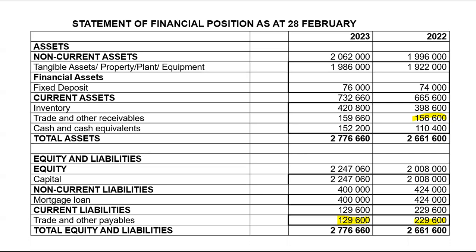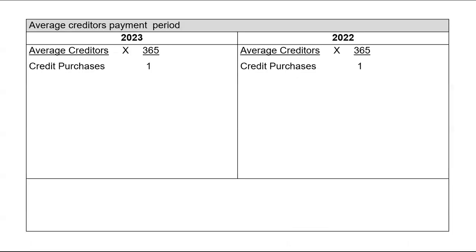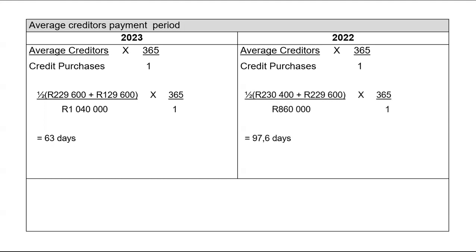And your credit purchases for this year, I said, will be 100%. All your cost of sales will have been purchased on credit. For this year, your cost of sales amounted to 1,040,000, and times everything by 365. So it'll take you 63 days to pay your creditors for this year. Let's see how long it took us for last year. It was 97.6.